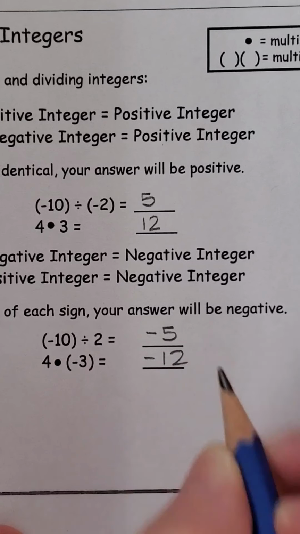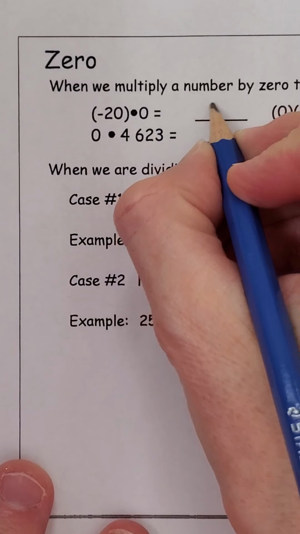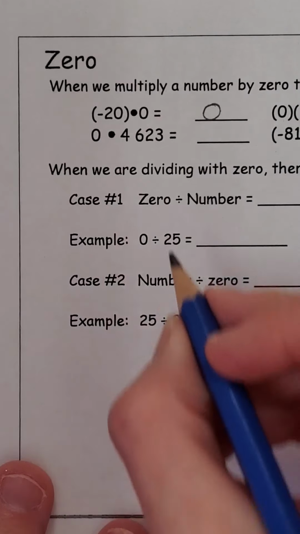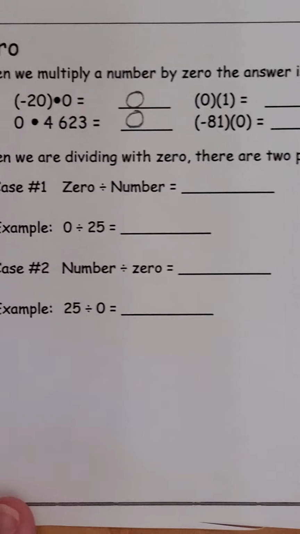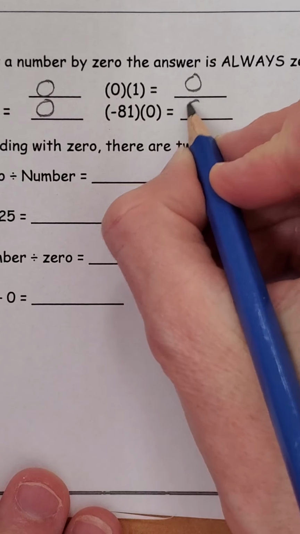-5, and -12. We're just going to talk a little bit about the 0. So no matter what we're multiplying, whether it's a positive or a negative number by 0, we will end up with 0. So -20 times 0 is 0. This next one is 0 times 4,623. 0 times 1 is 0, and so is -81 times 0.